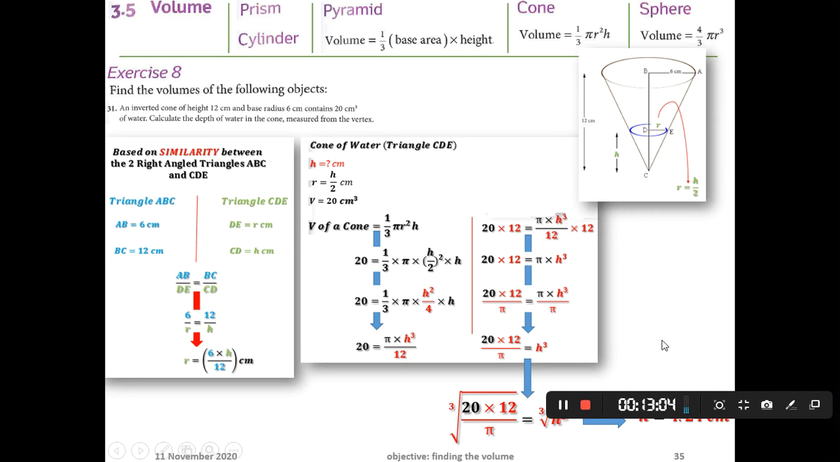Please watch this video and the previous one until you master finding a missing side in the cone, and to finally calculate the volume of it.